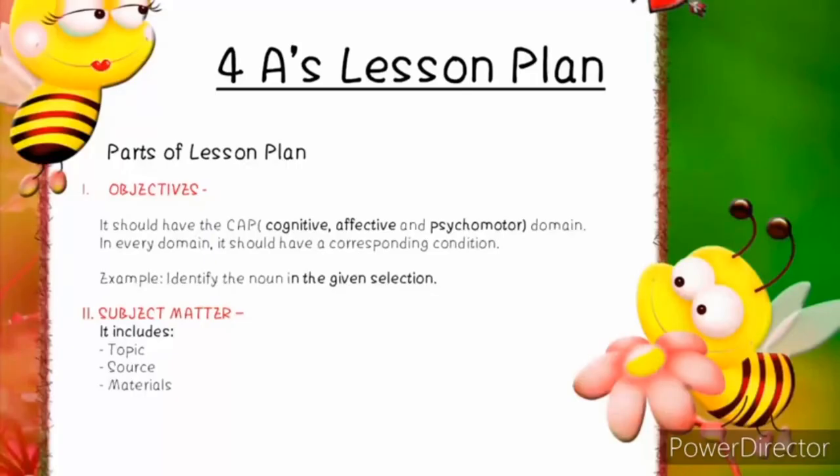We will focus now on the 4A's lesson plan. The 4A's lesson plan has its own components. First, we have objectives. Objectives are the goals to be attained during the class. It should have the CAP. C stands for cognitive, A for affective, P for psychomotor. These three are the domains in objectives. So while making your objectives in your lessons, you should hit all three.